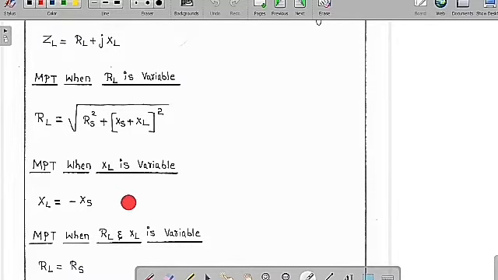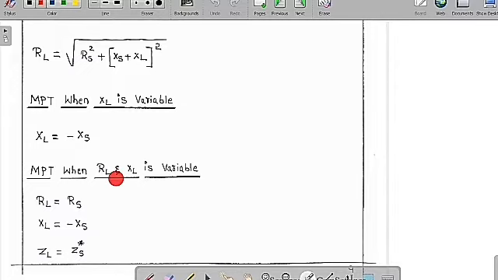Suppose both are variable. Then at what condition does the maximum power transfer to the load occur? If both RL and XL are variable, definitely ZL is also variable. So both of these conditions should be satisfied, equation 1 and equation 2. In place of XL, substitute minus Xs, so this term becomes 0. Then RL is equal to Rs and XL is equal to minus Xs.